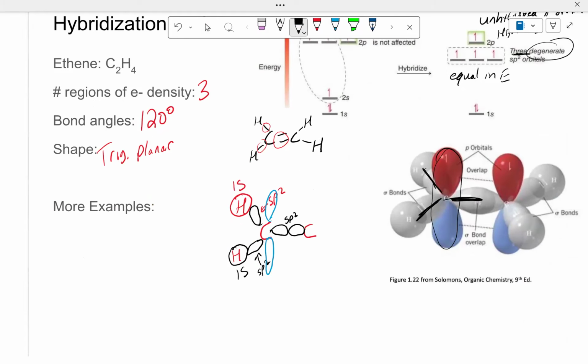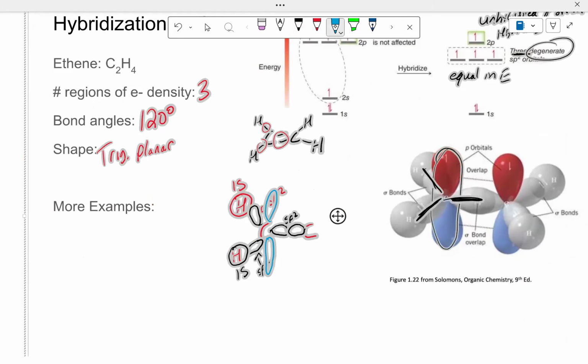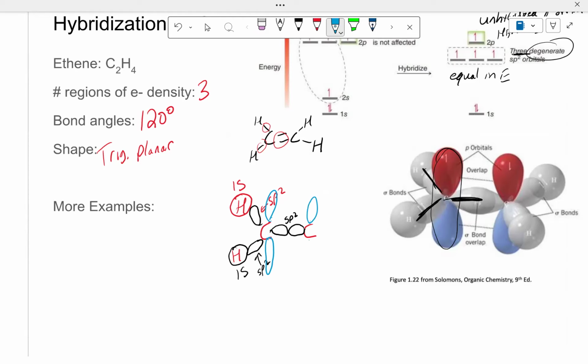Now, if that carbon has an unhybridized p orbital, this carbon over here has one as well, because it has the same type of bonding here. You've got an sp2 bonding with a 1s, another sp2 bonding with a 1s, and what's left is that unhybridized p orbital. And each of them has an electron in it.